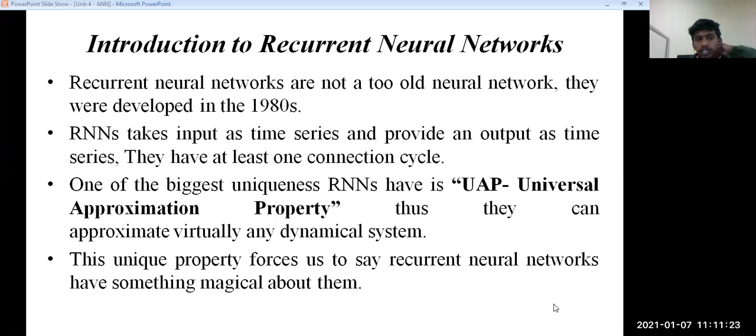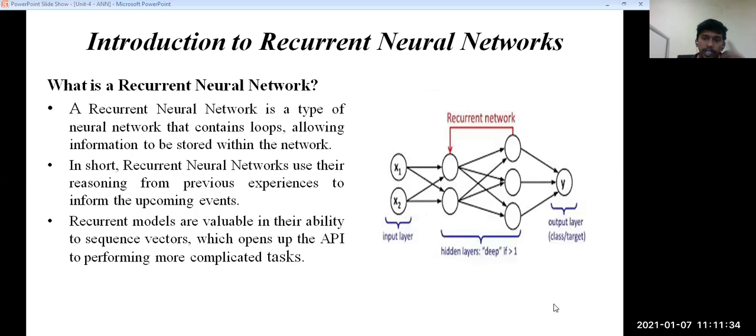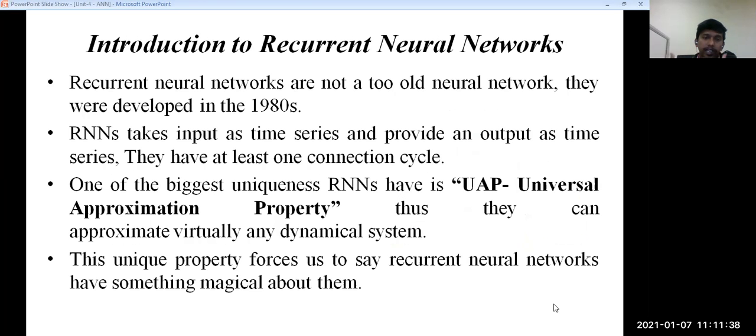RNN takes input as time series and sequential data, and provides output also as time series data. They have at least one connection cycle. Previously you could see in the architecture there is one connection cycle. Likewise, there can be a number of connection cycles in your recurrent neural network to process your data.